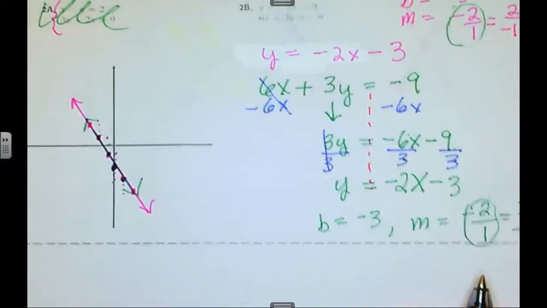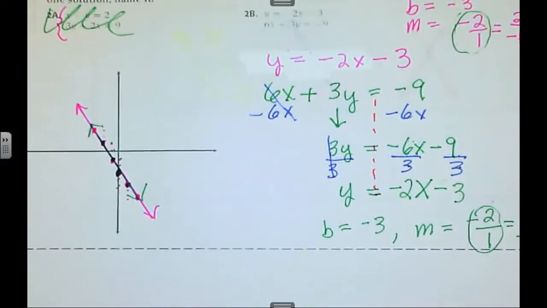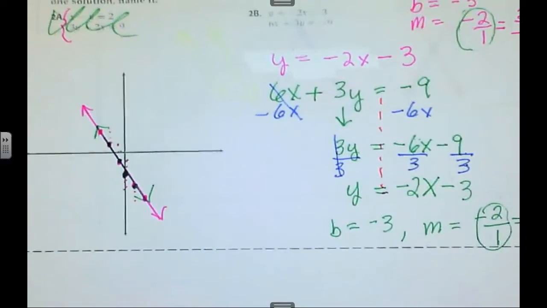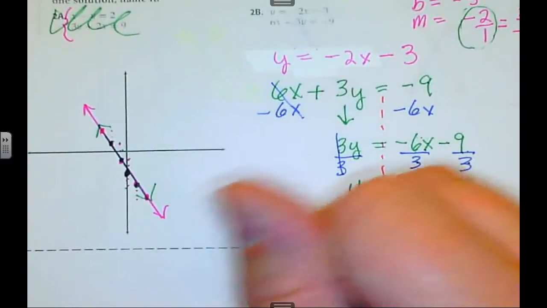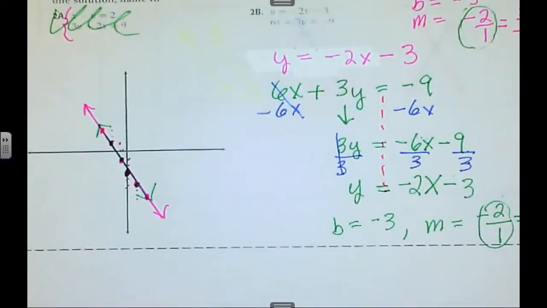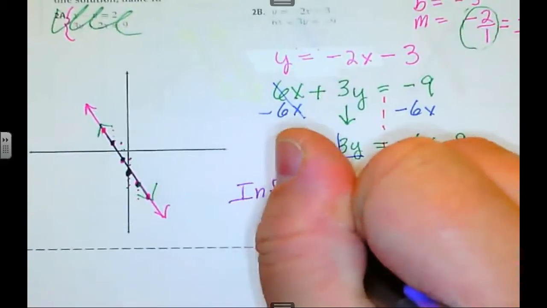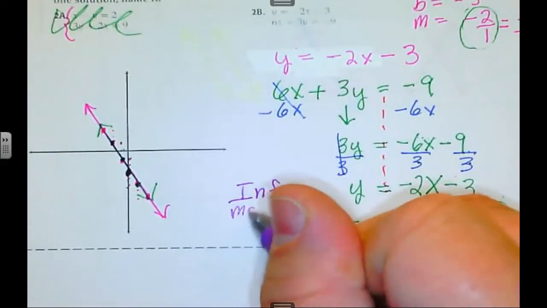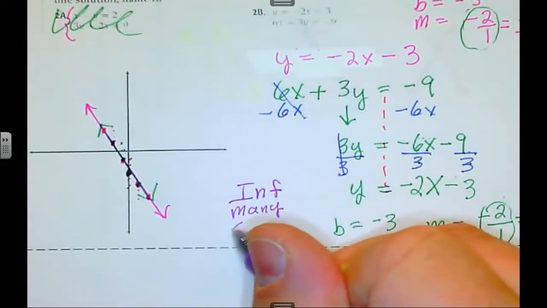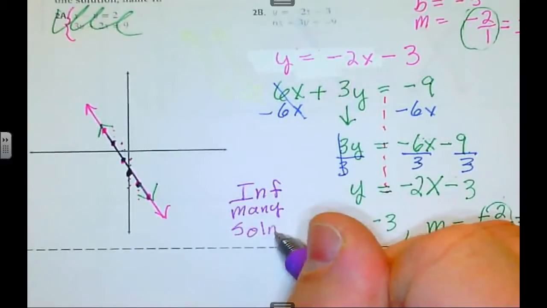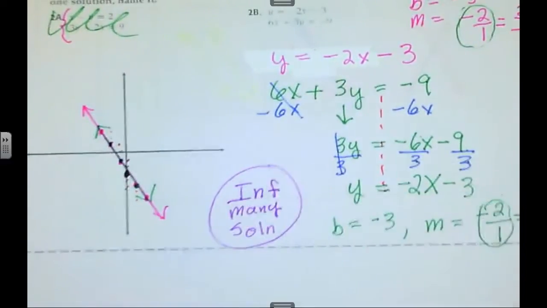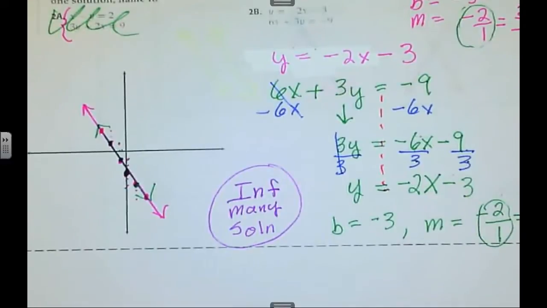So what's my answer for this problem? Infinitely many solutions. Now you can abbreviate it. See, we can abbreviate it INF for infinitely many, and we can abbreviate solutions SOLN. So that's my infinitely many solutions answer.